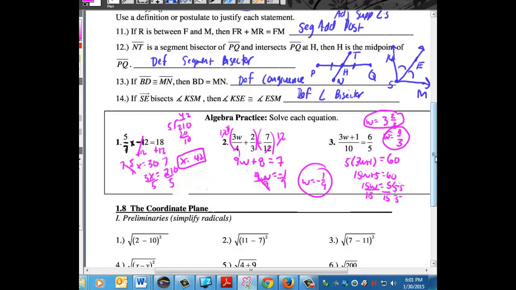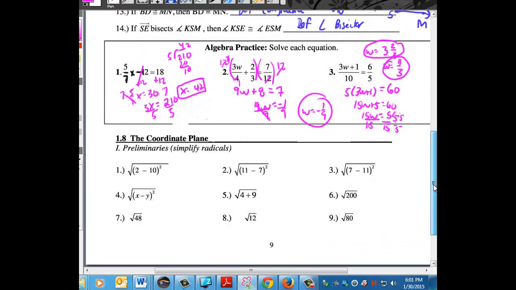Alright, to the square roots. We're only going to do a few of these. When I break down square roots, let's take rad 80. I can think that 80 breaks down to 10 times 8. 8 breaks down to 4 times 2, and 2 is prime.